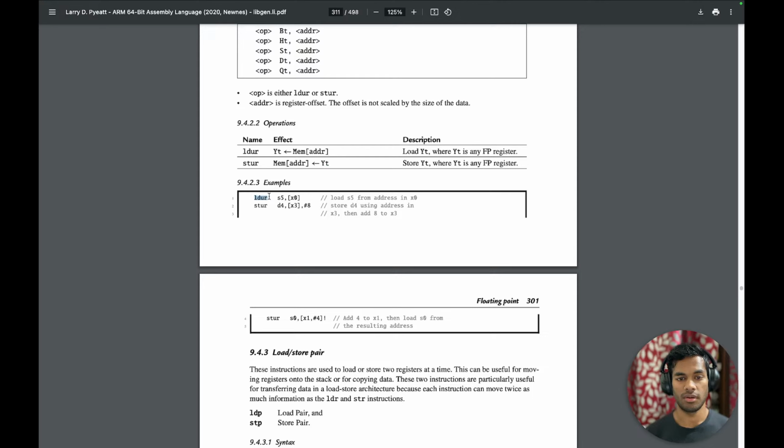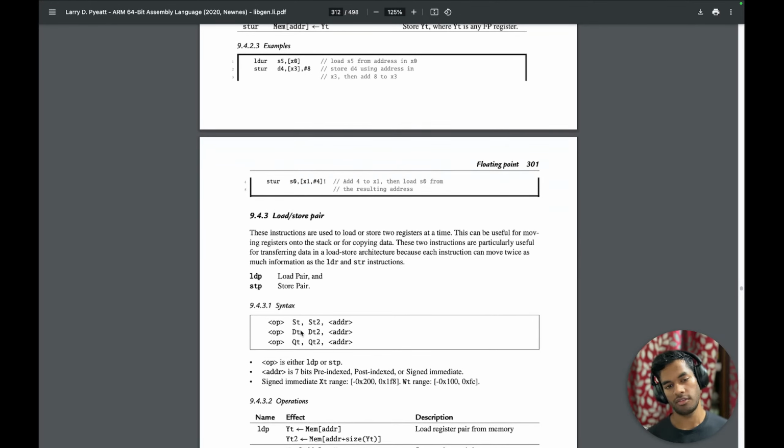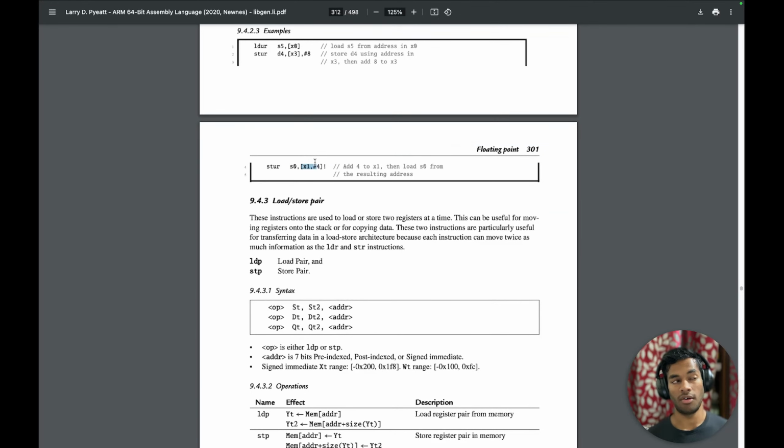And then we have this example: load a single byte, that is 32 bits, from this point, and then store a double word. Double word is 64 bits, into the location whose address is in the third register, and then add 8, that is post-increment, 8 by 8. Pre-increment, and before that store into S0. Like after incrementing, store into S0.